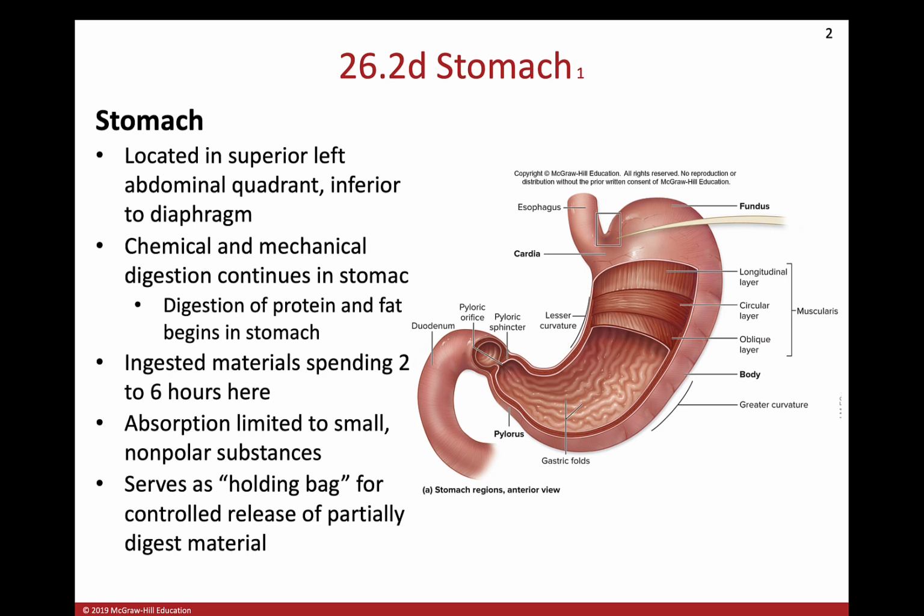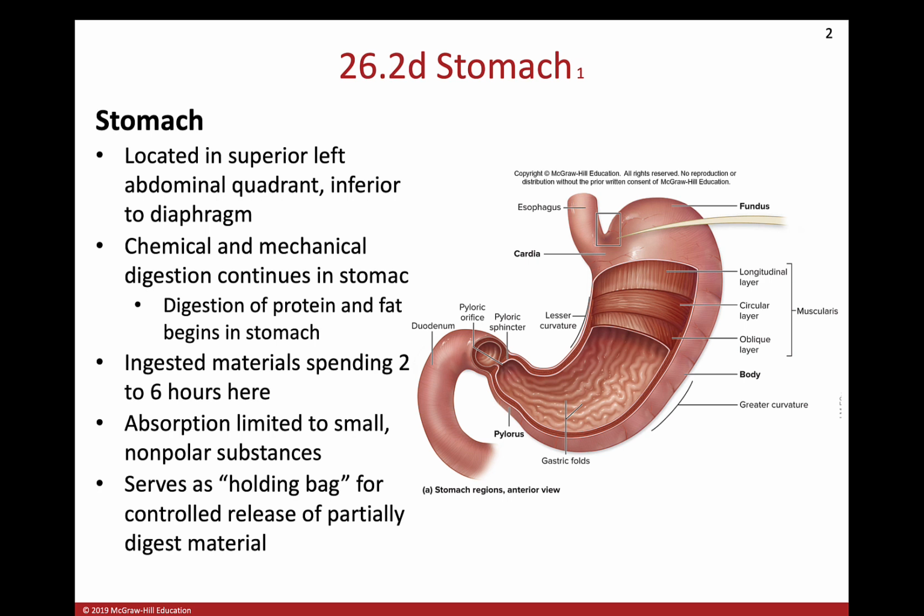Now, the stomach is located in the upper left abdominal quadrant, and it is directly inferior to the diaphragm. Within the stomach, we're going to see both chemical and mechanical digestion, and this is also an area where we first start to see protein being digested. There is some fat, but not to a great degree, so that's not often something that I refer to. So if it comes to asking what is being digested in the stomach, the expectation is that you'll answer protein.